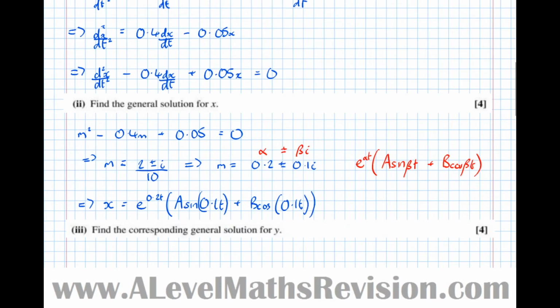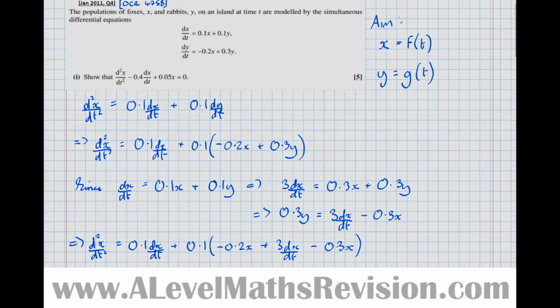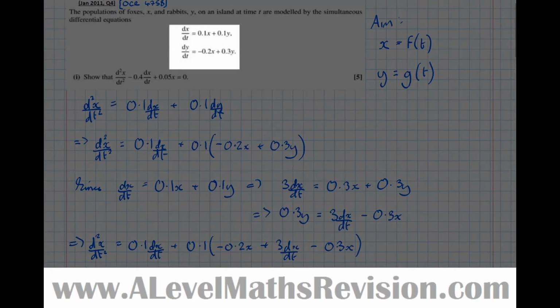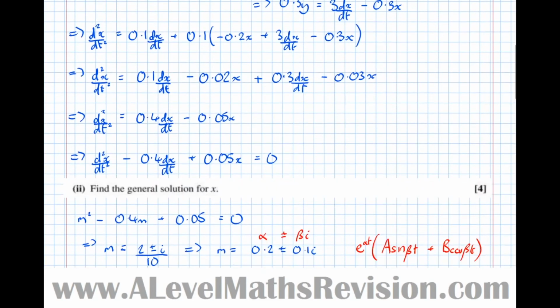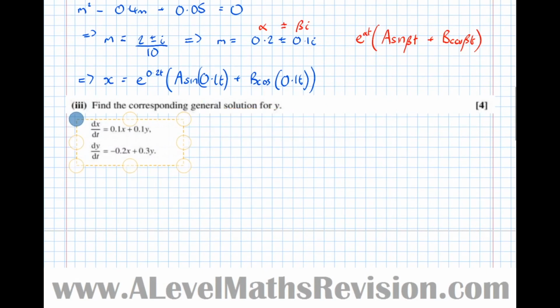So next, we'll have to find the corresponding general solution for y. Well, we can nice and easily do that if we remind ourselves what the original equations were. Let's take a snapshot of those there. Just paste them down here, remind ourselves what they were, so those equations there. Well, I've got x here. What I can now do is find dx by dt. So I can differentiate that to get dx by dt.